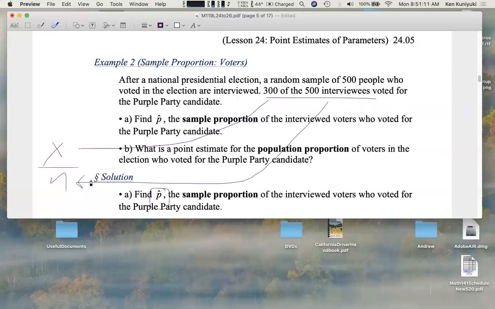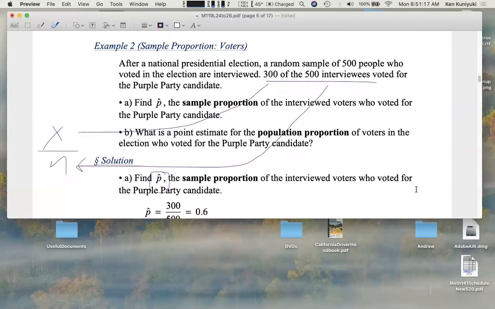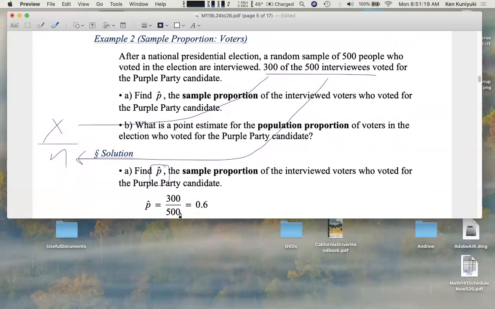We're dividing by little n. Okay, big N could be in the millions, but little n is 500. x over n, 300 over 500, or 0.6. That's our value for p hat, the sample proportion of the interviewed voters who voted for the Purple candidate. So basically, in this exit poll, the Purple candidate is getting 60% of the vote.